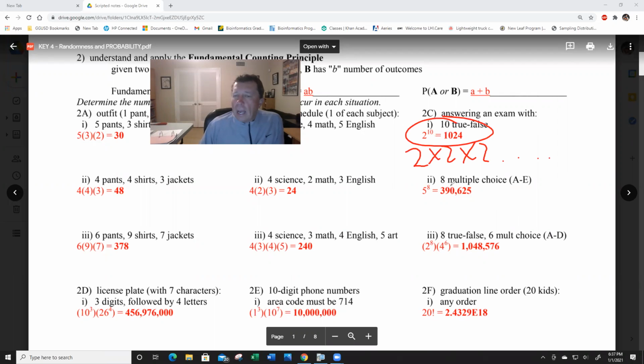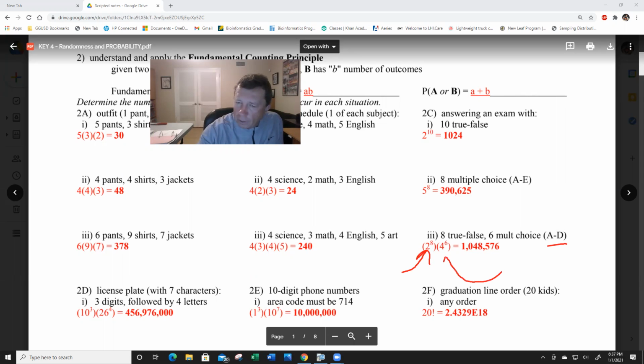And then 8 multiple choice, A through E. So there's 5 options each time. Again, that's 5 times 5 times 5, 8 times, which, of course, is 5 to the 8th. Then if you have 8 true, false, and 6 multiple choice, you can see what I'm doing. True, false is 2 options, and then A through D is 4 options. Lots of combinations.